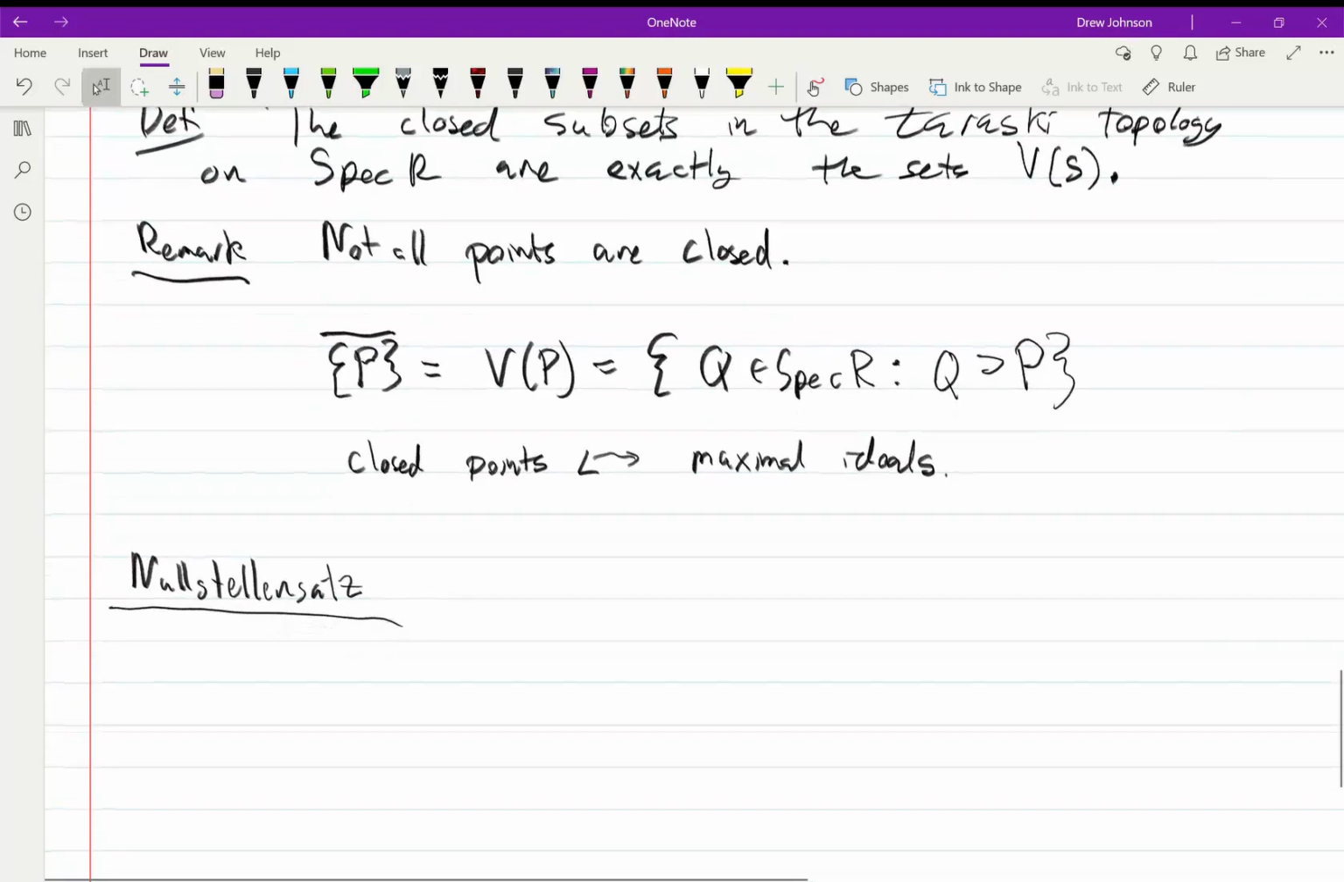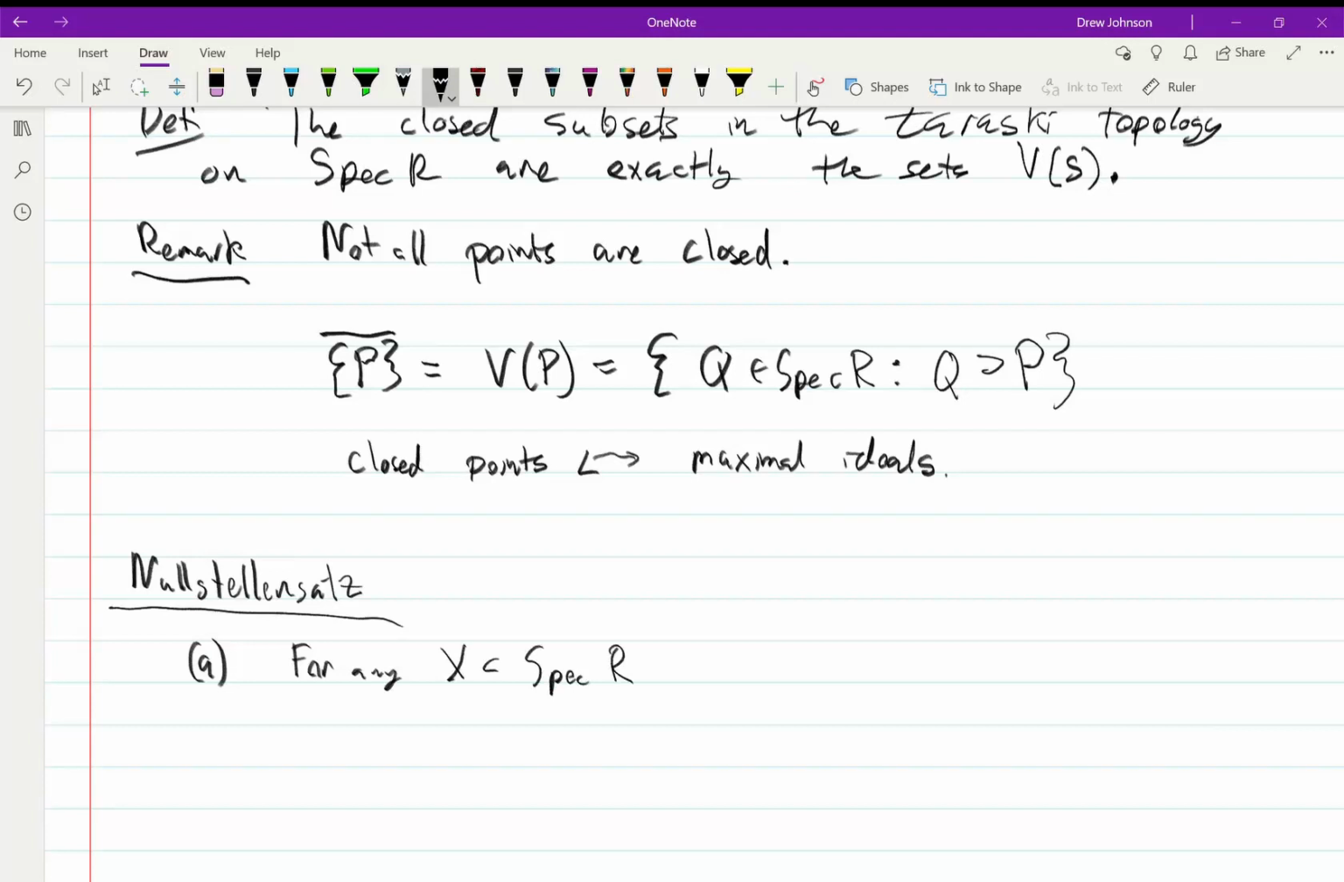It looks basically the same as what we had before. So for affine varieties, for any closed subset X of spec R (sorry, this needs to be a closed subset), we know that the vanishing locus of the ideal of X is again X itself.